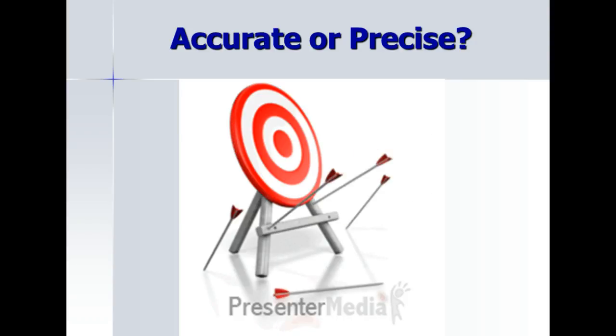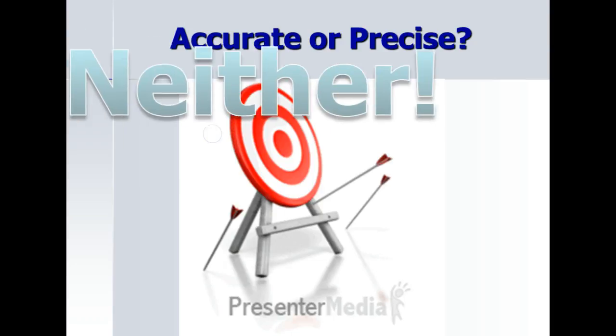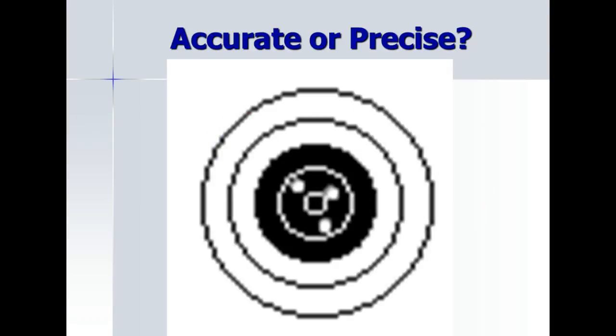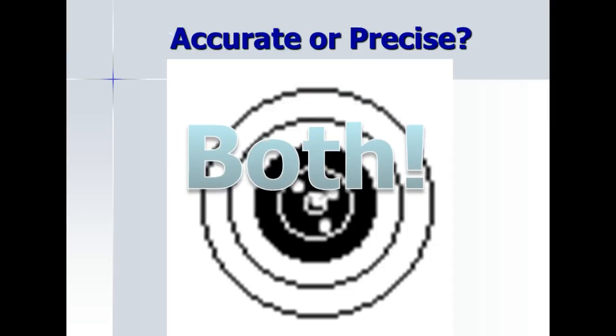So here, maybe this person is just starting to learn how to use a bow and arrow. We're not hitting the target at all. The arrows are going every which way. So this one would be considered neither accurate nor precise. Here, these are all pretty much in the bullseye. So this would be considered both accurate and precise.